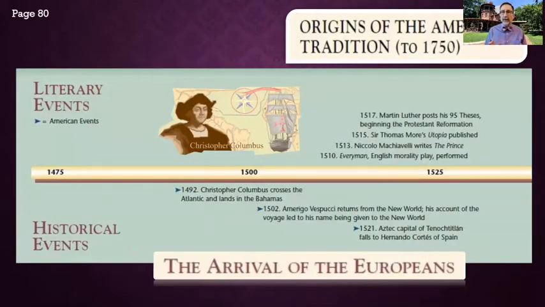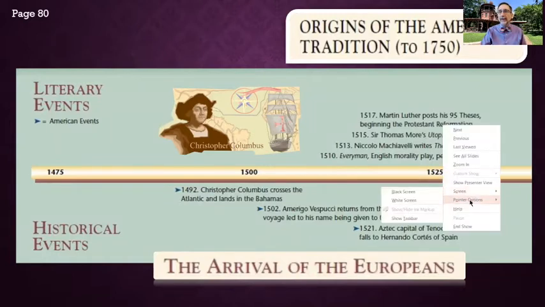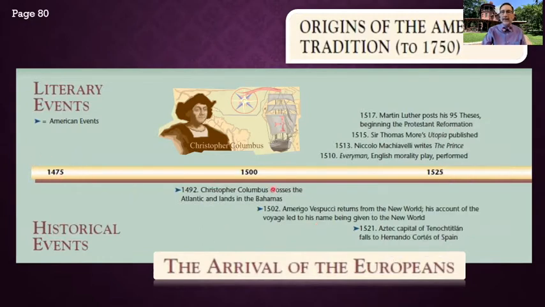Each of our units is going to have a timeline to start us off. And let me grab my laser pointer here, because I think that shows up a whole lot better when I'm trying to point things out. So we always have the timeline, and then above the timeline, it's always literary events, things that were written during that time period. And below the timeline, we always have some historical events. You're not going to be tested on any of these.